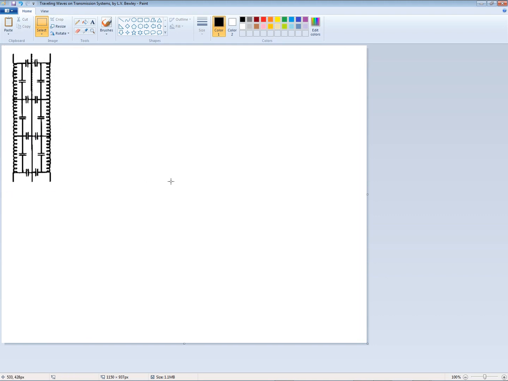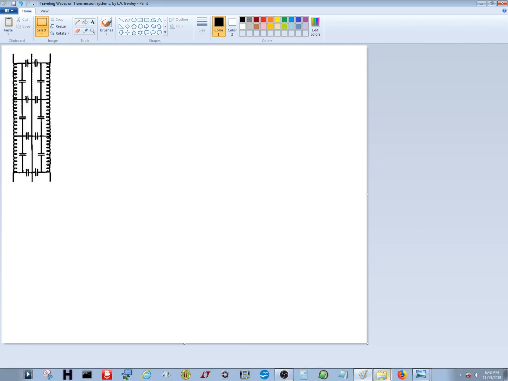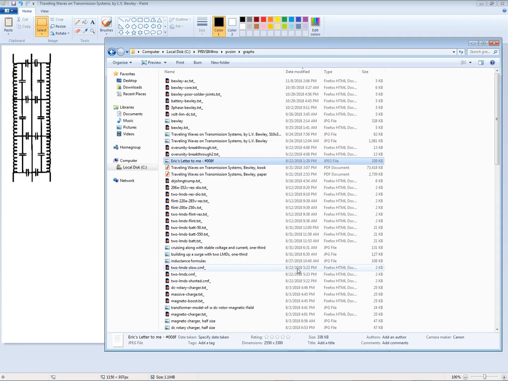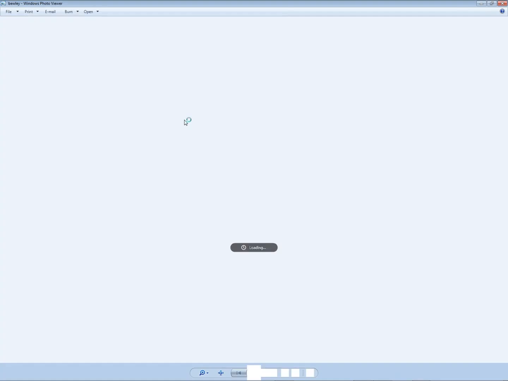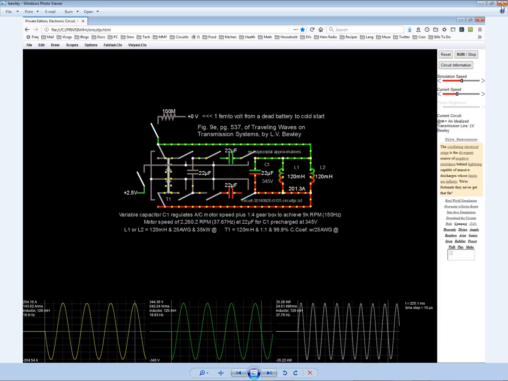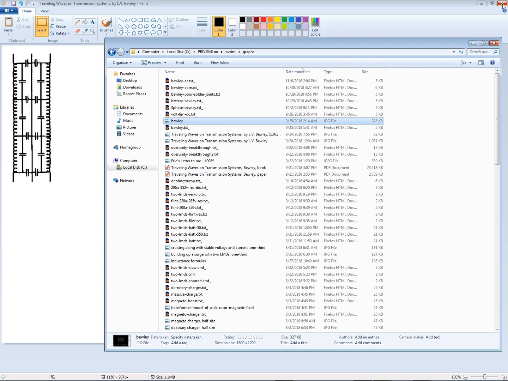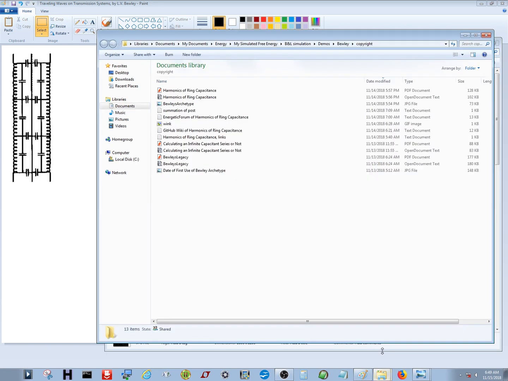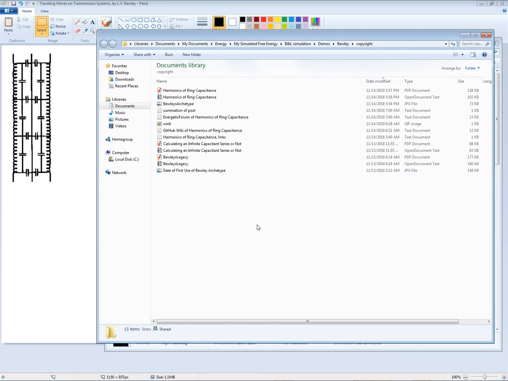Okay, so now I have to go get my Bewley archetype. So we go under Graphs, and I want to say this is it, but that's not it. Oh, you know what we have to do? We have to look under here. I thought I had it there. So we look under an older version of harmonics of ring capacitance.